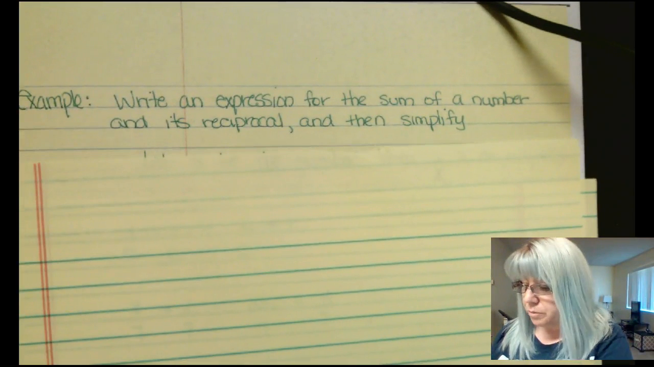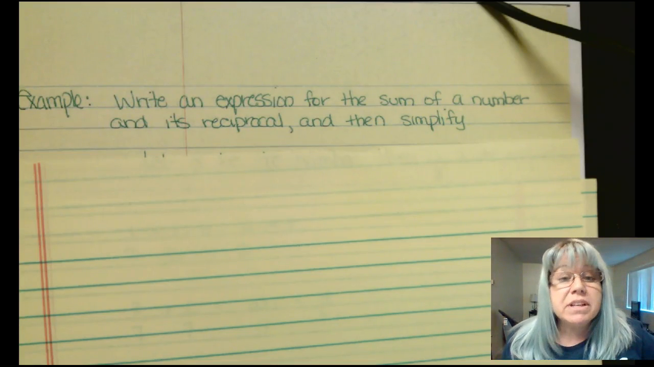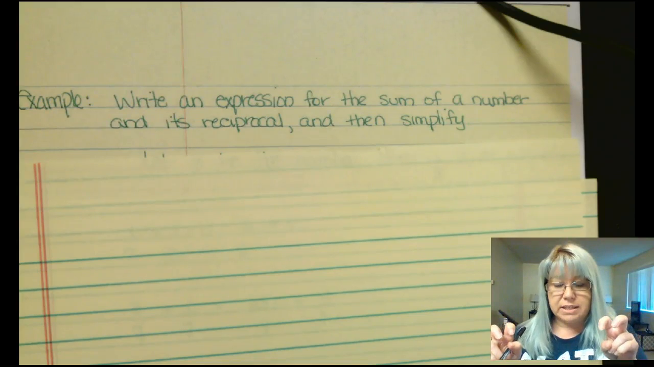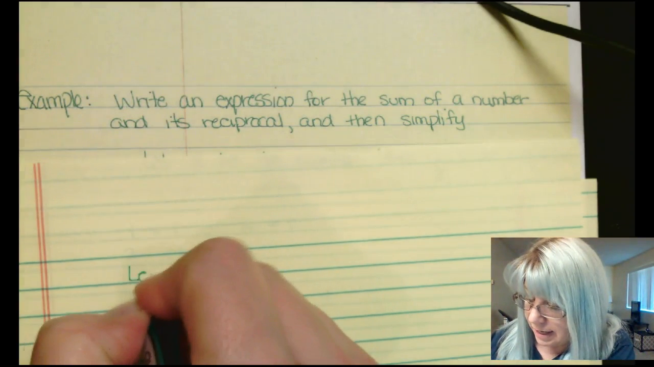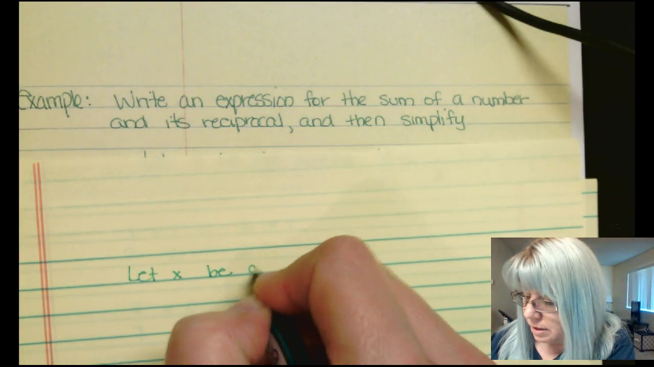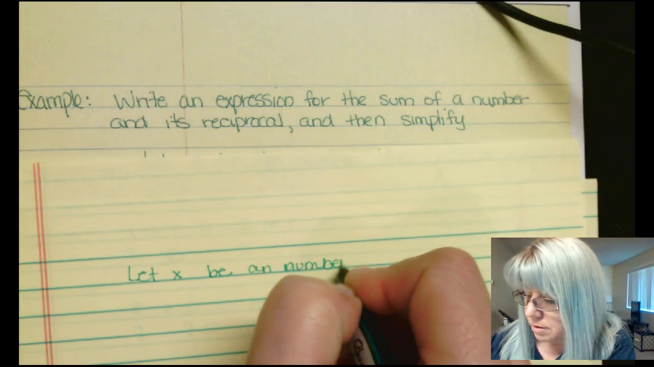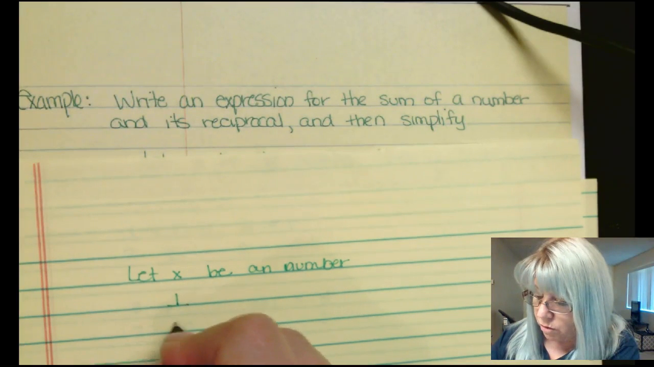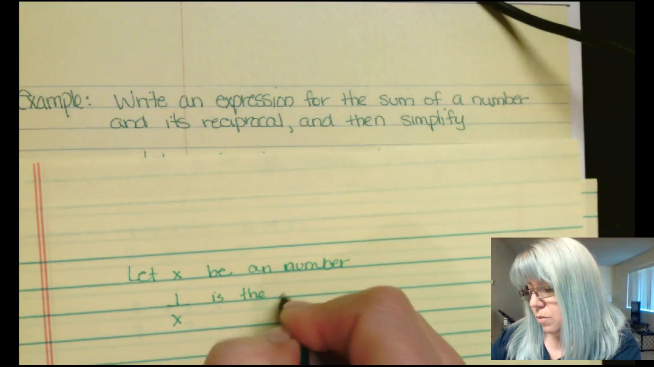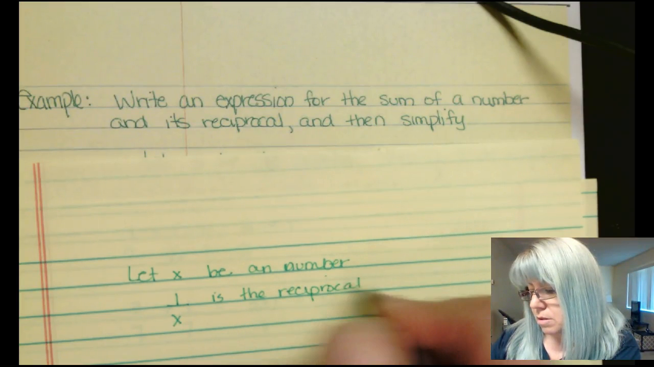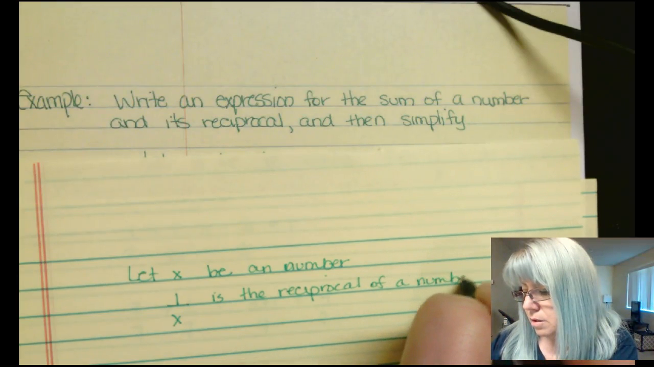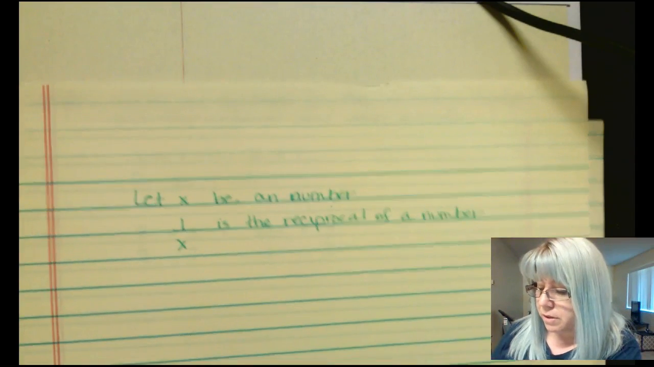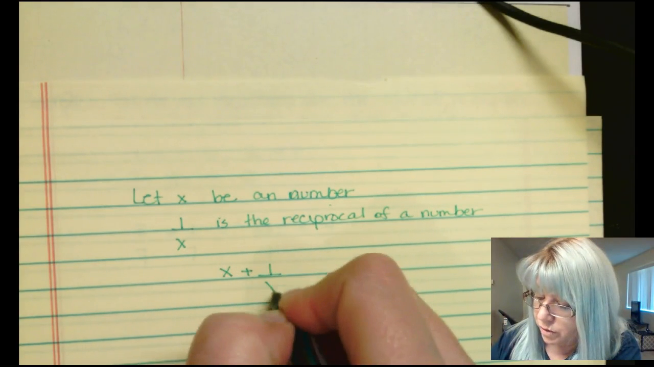Okay, so let's take a look at a word problem, an application problem. Write an expression for the sum of a number and its reciprocal, and then we want to simplify. Well, since we don't know what that number is, let's go ahead and just call it x. So let x be a number. We also need to know what the reciprocal of our number is. Well, the reciprocal of x will be 1 over x. And we want the sum of our number and its reciprocal, so it would be x plus 1 over x.